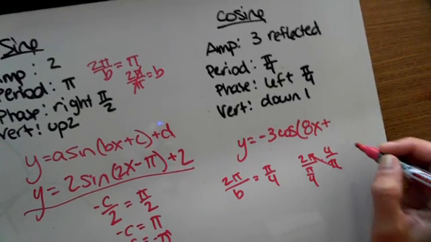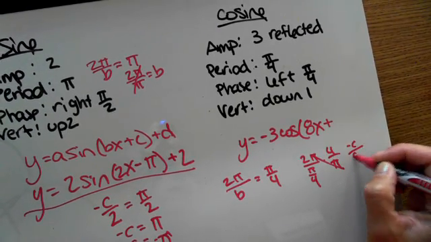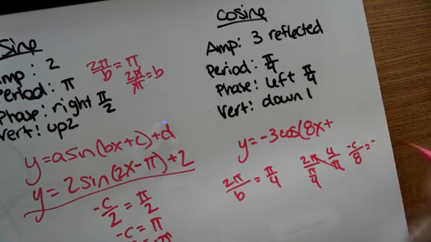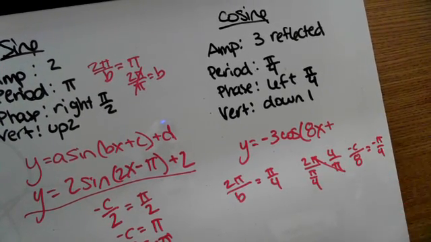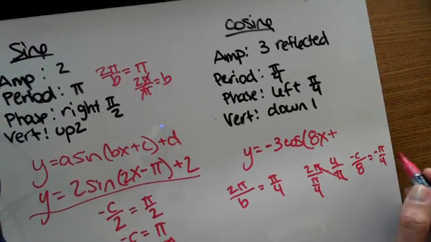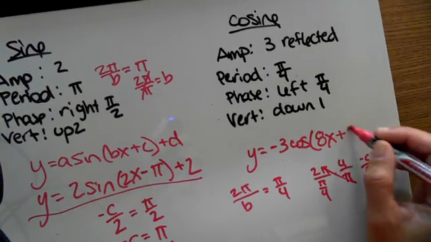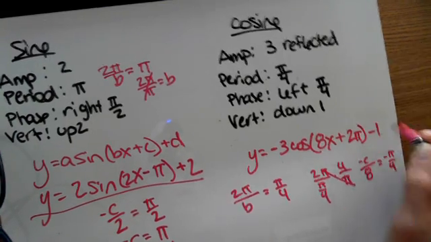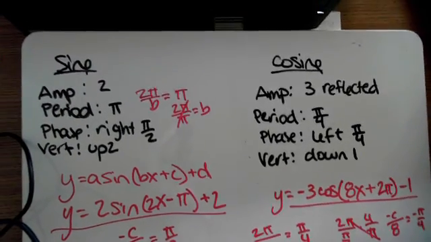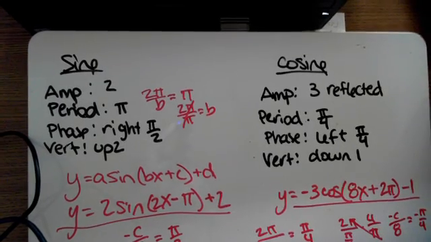I can do the same process again, so negative c over b, which this time is 8, is equal to my phase shift. It's to the left, so we've got negative pi over 4. Multiply by 8. That gives me negative 8 pi over 4, or the same thing as negative 2 pi. And there's your equation. I'm going to go ahead and give you guys a couple to try on your own.